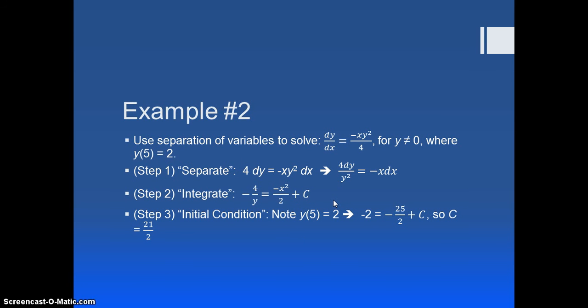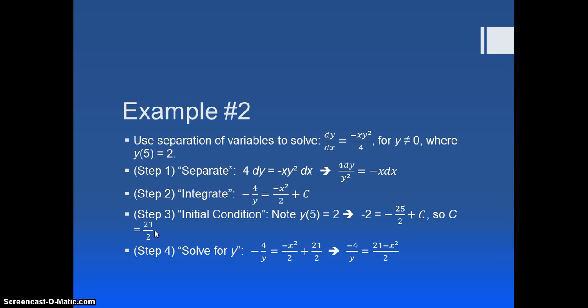Step 3, we use our initial condition. So at the very beginning, we said that y of 5 is equal to 2. We plug in 2 for y, and we plug in 5 for x. So negative 2 is equal to negative 25 halves plus c. So working that out, you get c is equal to 21 halves.